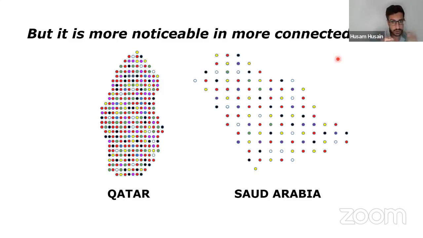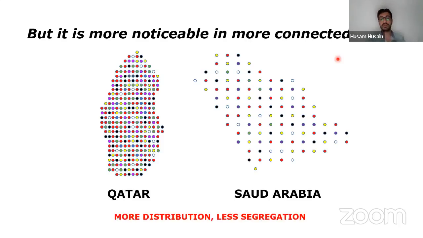So the diversity appears more in the places that are more connected. Yeah, which is more connected between these two countries, Qatar or Saudi Arabia? It's clear we can say that Qatar is more connected, where elements which represent diversity or population are more close together. Yeah, so the more connected, the more noticeable, we will see the diversity more. So the more distribution, the less segregation at the same time.